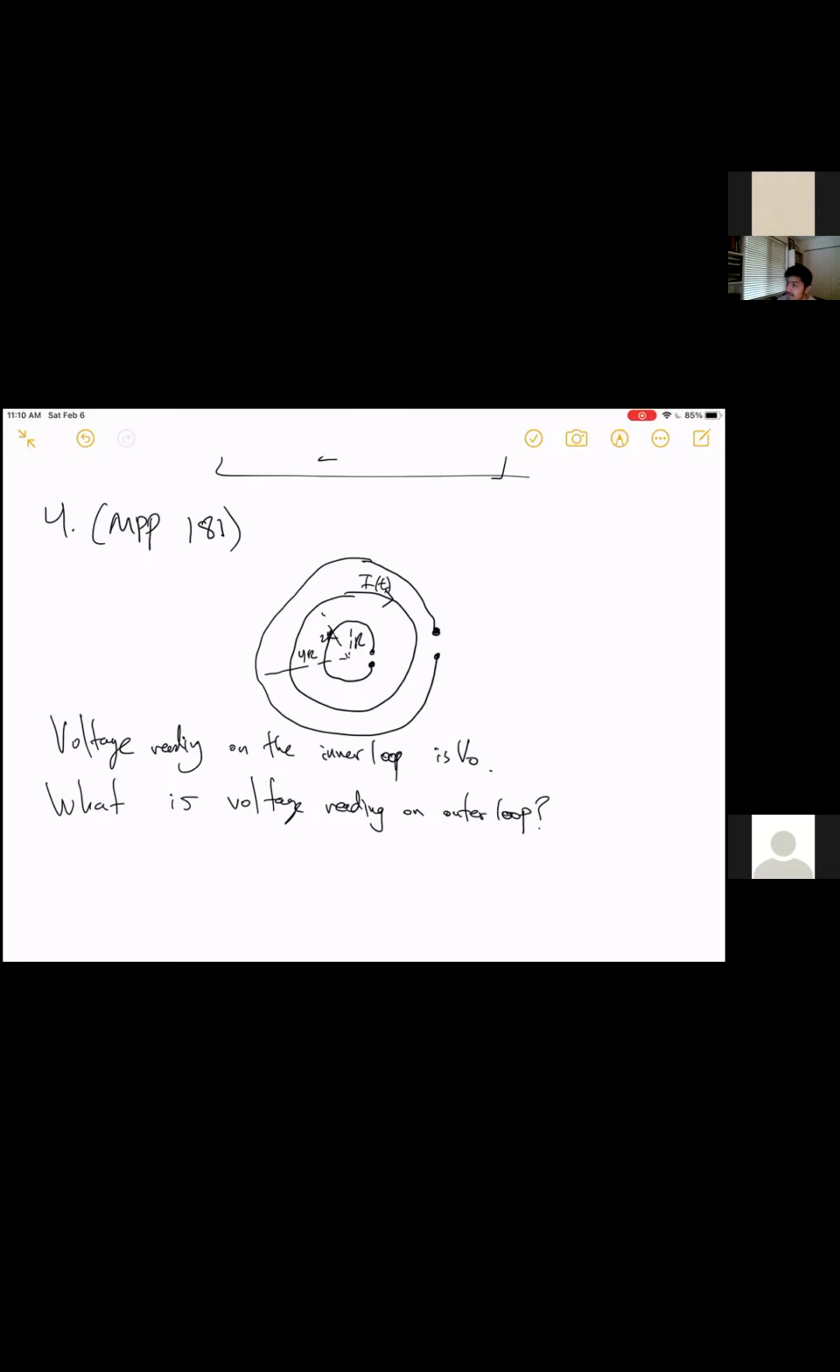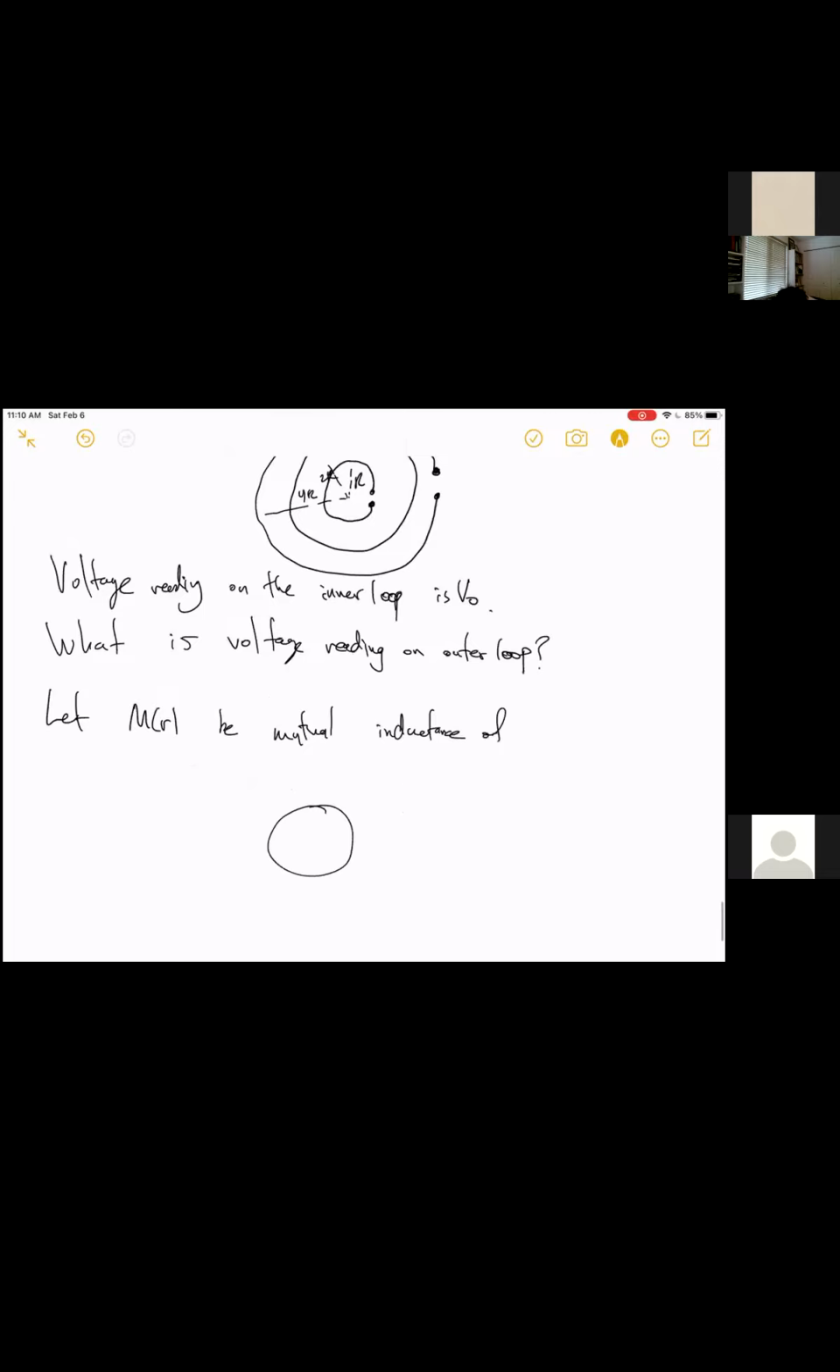So the idea here is that the reason there's a voltage is because of mutual inductance. Let M of R be the mutual inductance of a ring of radius R and a ring of radius 2R. So I have two rings, just concentric, and let M of R be their mutual inductance.